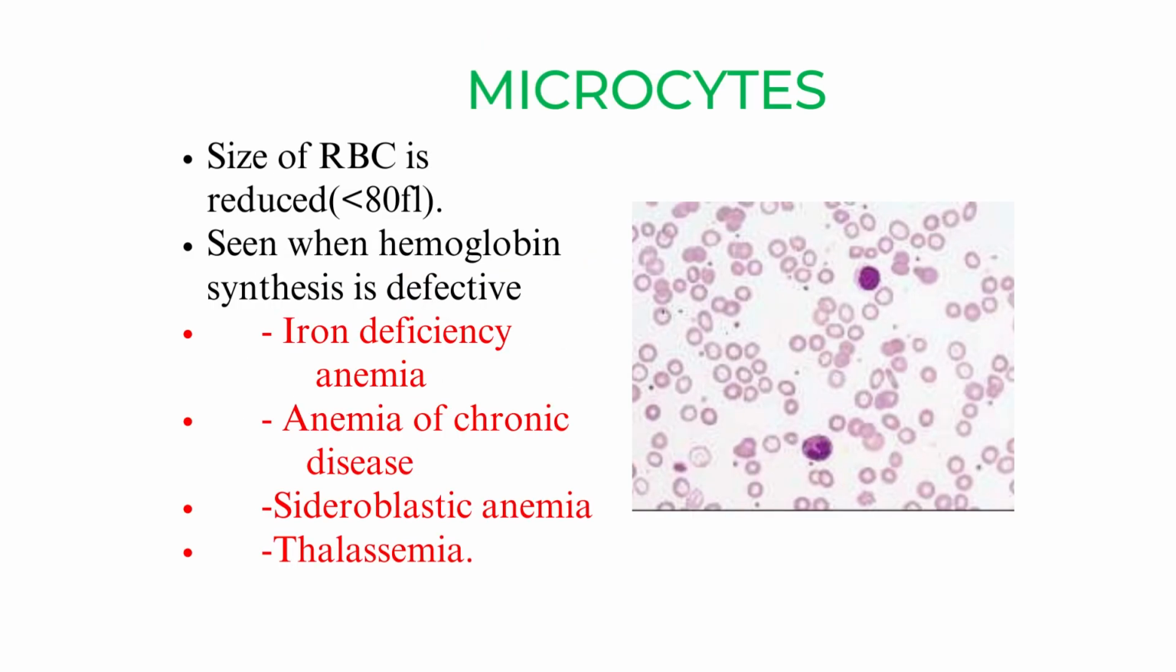Microcyte: size of the RBC is reduced, less than 80 femtoliter, seen when hemoglobin synthesis is defective. So the classic disease we have is iron deficiency anemia. We have microcytic hypochromic anemia, then the anemia of chronic disease as well, and sideroblastic anemia and thalassemia. So this is basically SITA. If you remember, SITA-MA was a short form, a mnemonic for the differential diagnosis of microcytic hypochromic anemia. But primarily it is SITA: sideroblastic anemia, iron deficiency anemia, thalassemia, and anemia of chronic disease. Very important PG question as well, neat PG question.